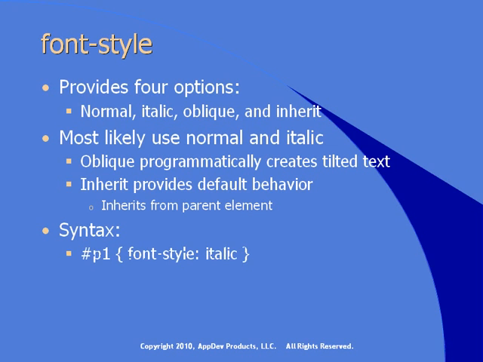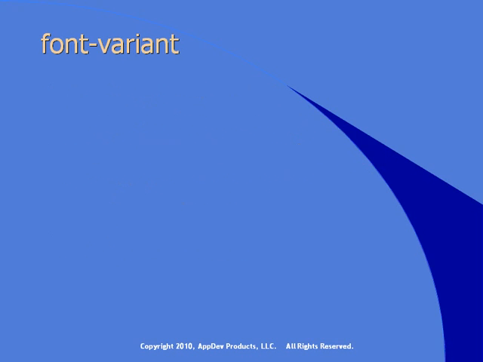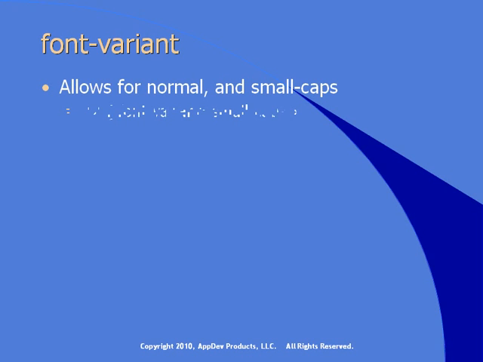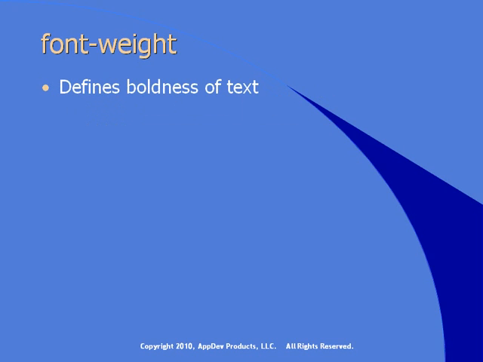The syntax looks something like this. You'll just say selector, and then in curly braces, font style, colon, one of these four values, normal, italic, oblique, or inherit. The font variant style allows for normal or small caps, and that's it. So you'll look at syntax something like this, where you specify the font variant style and then either small caps or normal. The font weight defines the boldness of text.